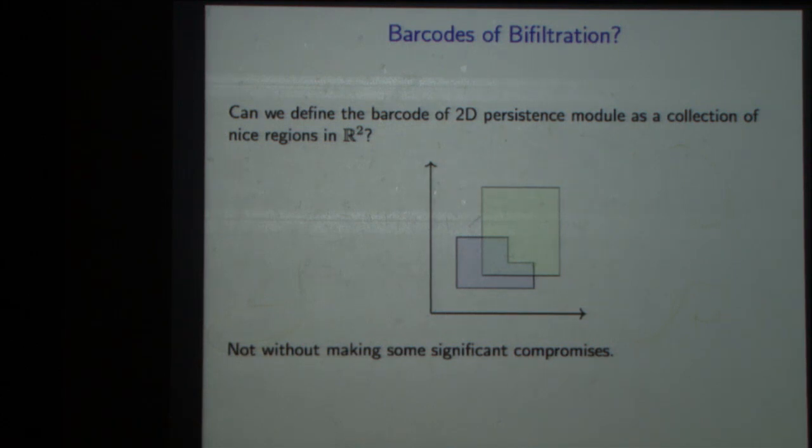So now, anytime you talk to somebody sensible about these kinds of things and tell them about 2D persistent homology, the first thing they'll ask you, well, they won't ask you it if they have a lot of algebraic background, but otherwise they'll ask you, can't we define the barcode of a 2D persistence module as some collection of nice regions in R2? Well, the barcode is a collection of nice regions in R1, and this is the 2D case, so why shouldn't things be like that? But the short answer to that question is no, and the slightly longer and slightly more correct answer is you can't do it without making some significant compromises. So you're not going to be able to do it in the way that you want, in short.